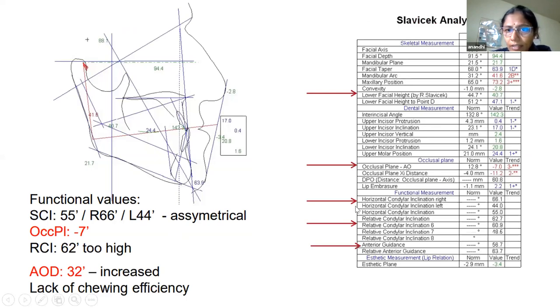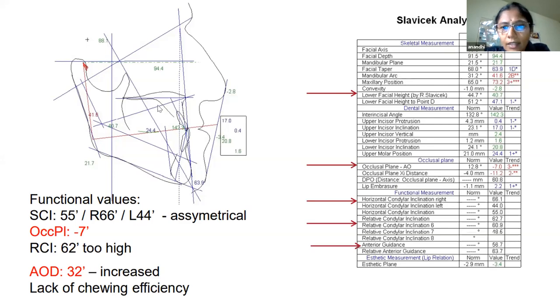When we do the tracing, we get horizontal condylar inclination right and left. Before, in the computer, they used to have the name called horizontal condylar inclination. Now they changed the name to sagittal condylar inclination. They basically mean the same thing over here. So you can see the right side has a different value and the left side has a different value. Basically all the other values, we can get from tracing the cephalogram, the lateral cephalogram.